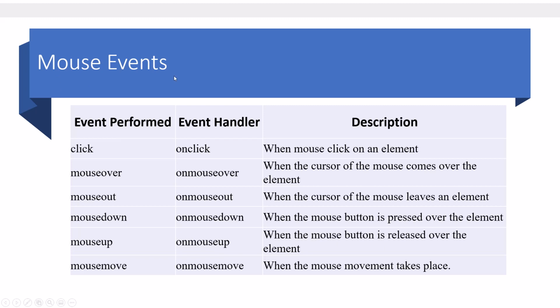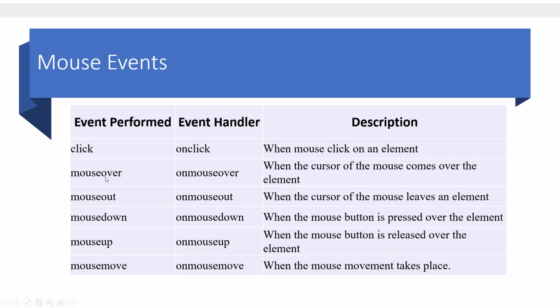First, mouse events, which are performed using the mouse. We can see there are six different mouse events given here with their event handlers and descriptions. The first mouse event is click. You can use the click event, and the event handler is onclick. When the mouse clicks an element on a web page, the click event is performed.